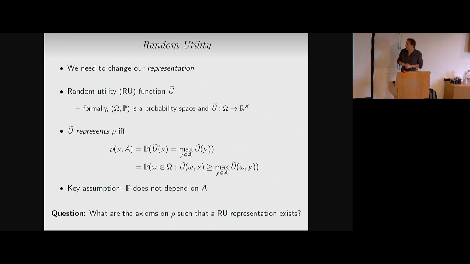Okay, and in the deterministic version of the model, our key assumption was that the utility function does not depend on the menu. The counterpart of this here is that this probability distribution over utilities does not depend on the menu.